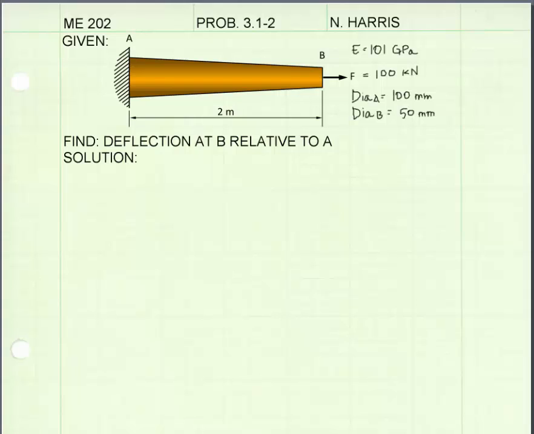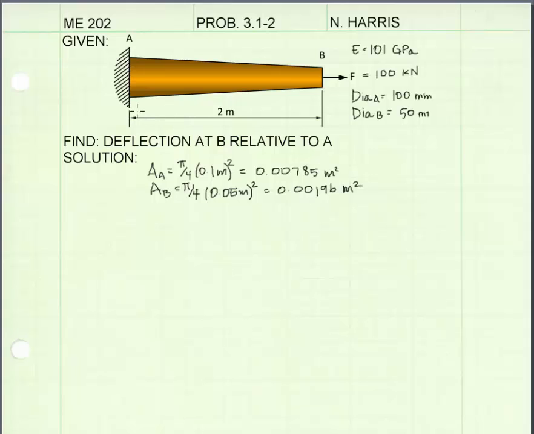The first thing I'm going to do is find the cross-sectional areas at ends A and B. Now we have the areas at both ends A and B. And the problem statement said that the cross-sectional area tapers gradually between the two ends. We can assume that means that it is a linear change in the cross-sectional area between ends A and B.